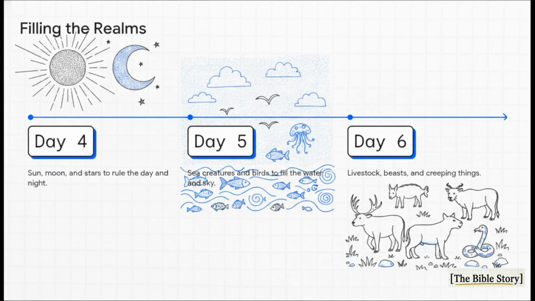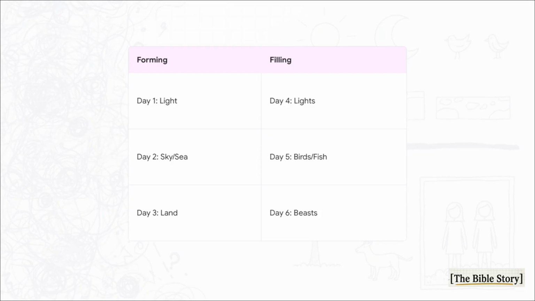Day 5, the waters swarm with sea creatures, and birds are made to fly across the expanse. And then day 6, the earth brings forth livestock, beasts, and creeping things. All those empty spaces are now absolutely teeming with life and activity. But the true genius of this text isn't just in the chronological timeline, it's in the structural relationship between these two sets of days. And this brilliantly illustrates the incredible symmetry I've been talking about.